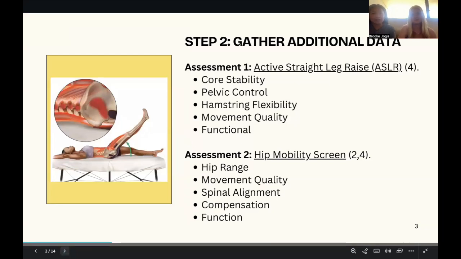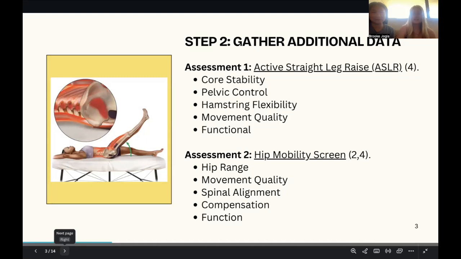For step 2, gather additional data. The active straight leg raise was the first assessment we decided on. This tests core stability and pelvic control by having the participant raise one leg while keeping the other flat. It assesses neuromuscular coordination and hamstring flexibility, highlighting weaknesses in muscles like the transverse abdominis and hip flexors, which are key for spinal support. Poor performance here can show a risk of lumbar compensation during daily activities.